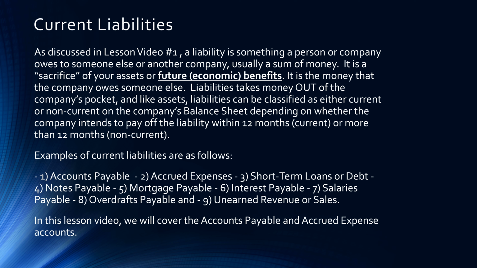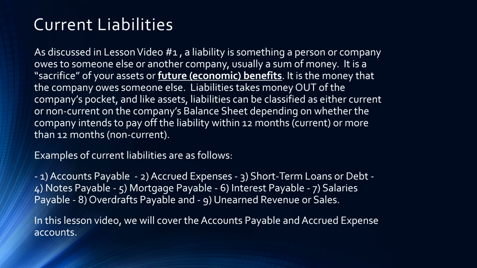Liabilities take money out of the company's pocket, and like assets, liabilities can be classified as either current or non-current on a company's balance sheet, depending on whether the company intends on paying off the liability within 12 months, which would be considered current, or more than 12 months, which would be considered non-current.